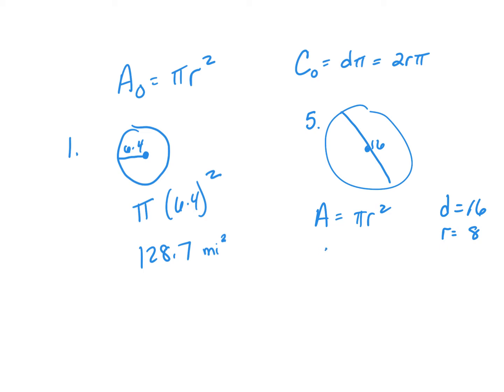And so now that's when we use the formula. So it's going to be 8 squared times pi. And you should get 201.1. Make sure you get that. So since this was 16 feet, the answer would be 201.1 feet squared.